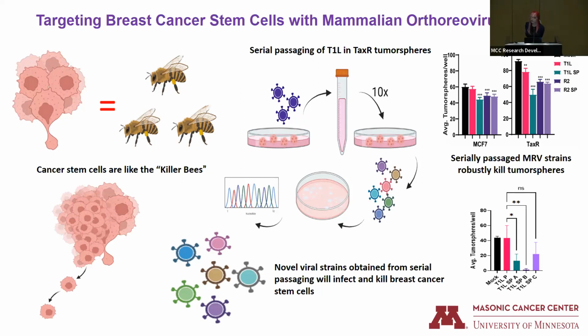Breast cancer stem cells are like the killer bees. Killer bees are invasive, aggressive, and are responsible for maintaining the beehive's population by reproducing. Similarly, breast cancer stem cells can invade other tissues. They can self-renew, and they can sustain tumor growth.